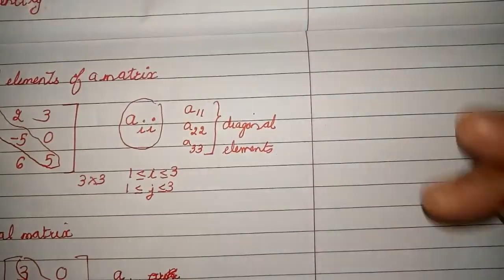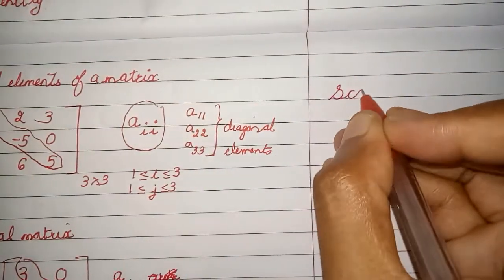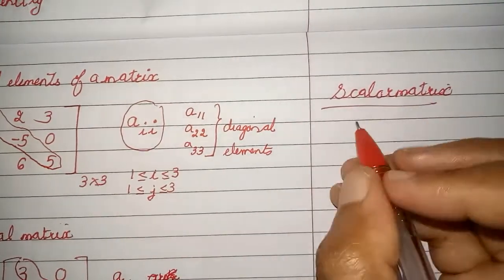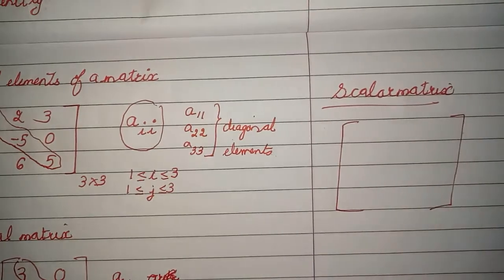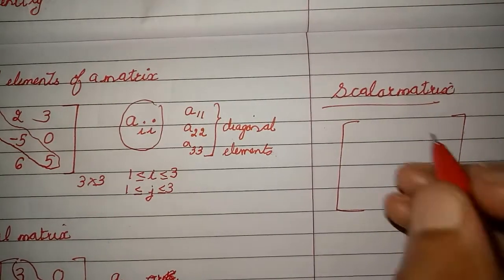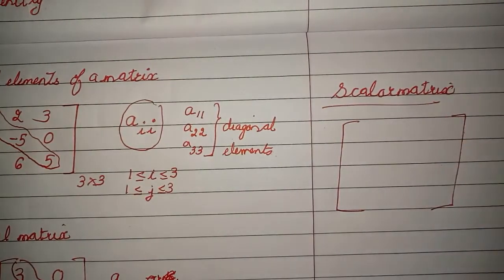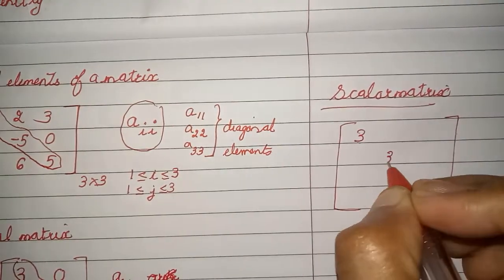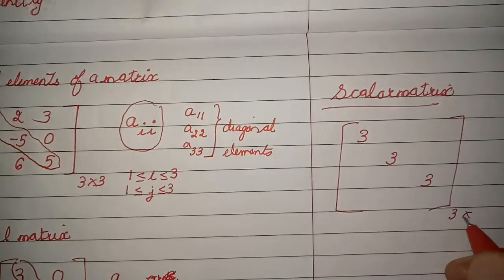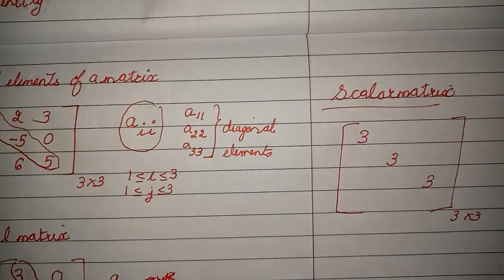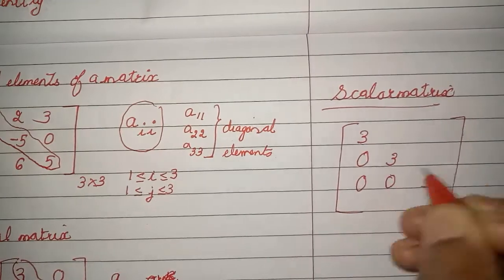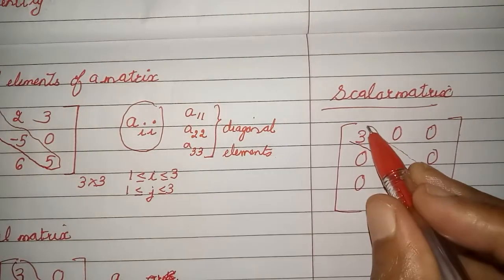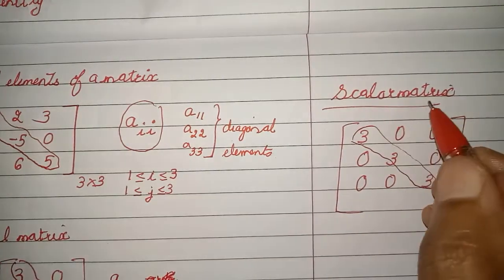The next one we have named is the scalar matrix. Now what is a scalar matrix? As I told, it is again a square matrix, but the definition of a scalar matrix says that when it is a square matrix, say a 3 cross 3 matrix, and the diagonal entries are the same, that means the diagonal entries are taking the same value, then it is called a scalar matrix.